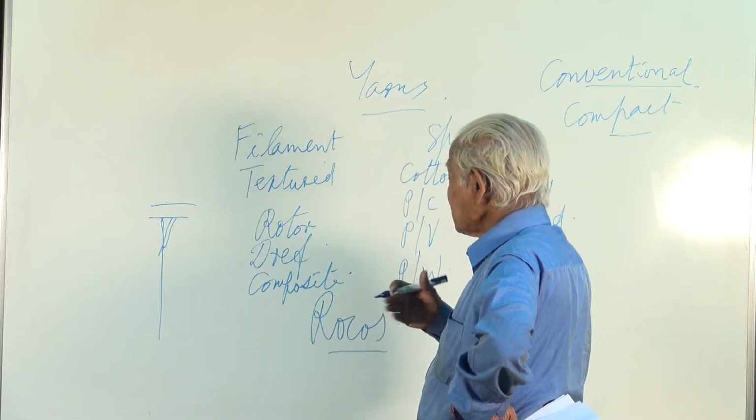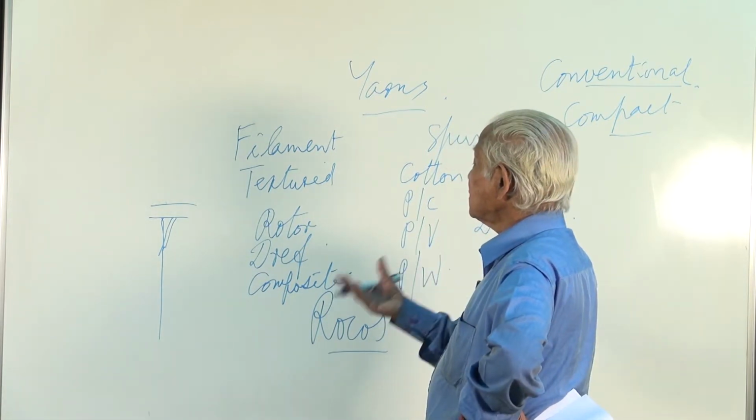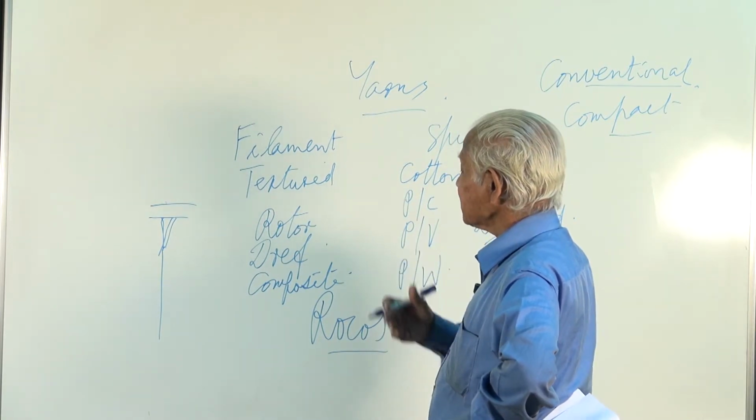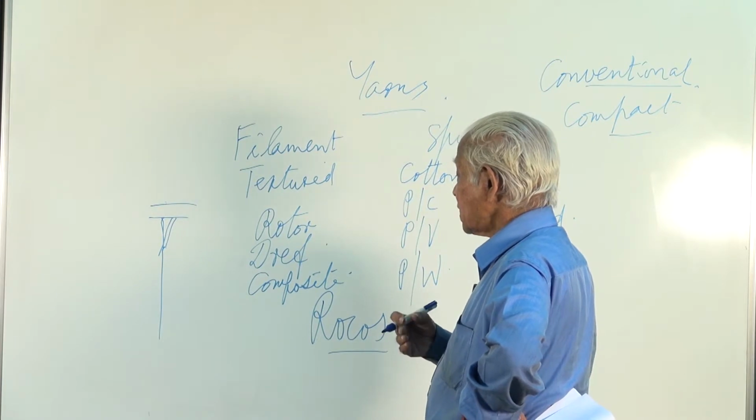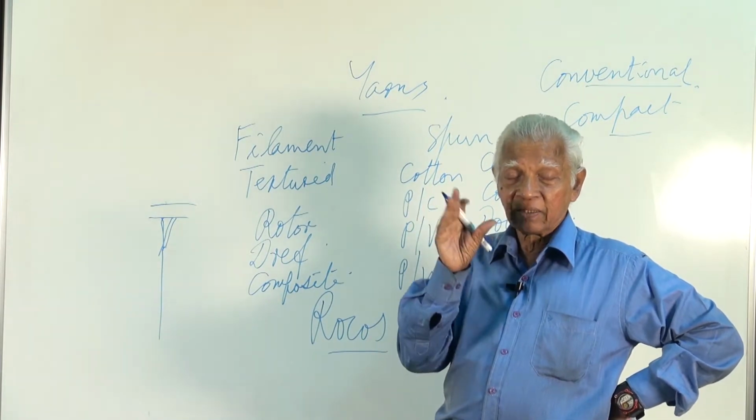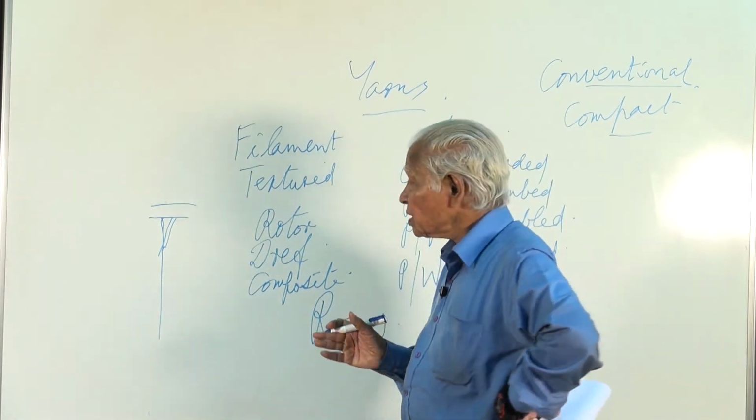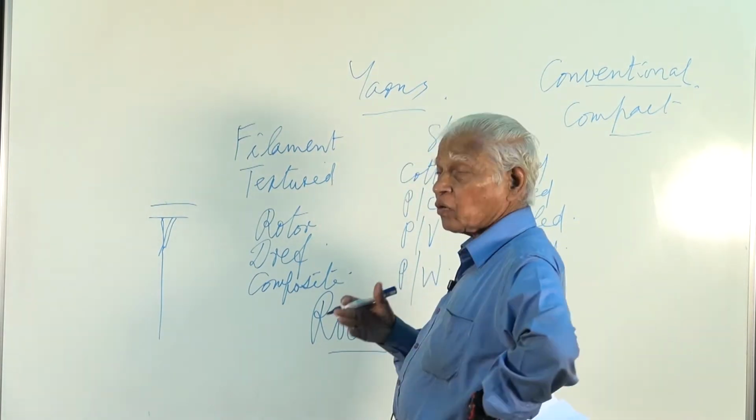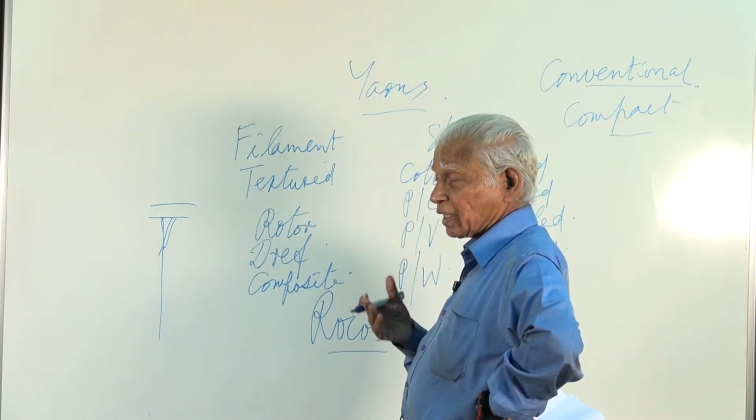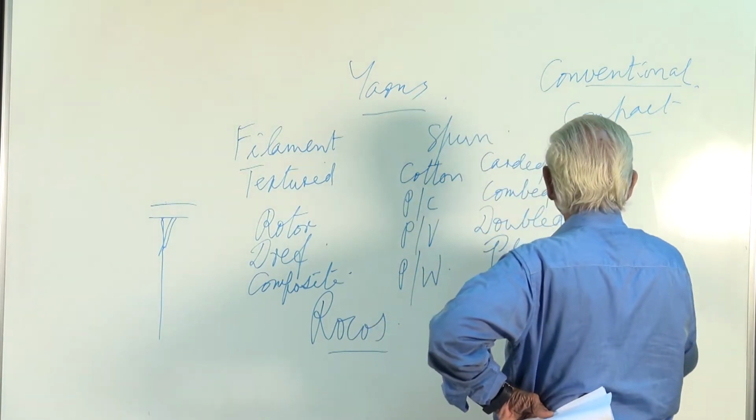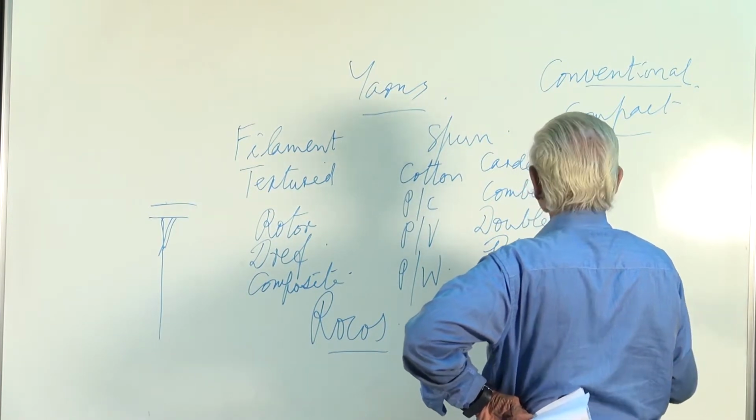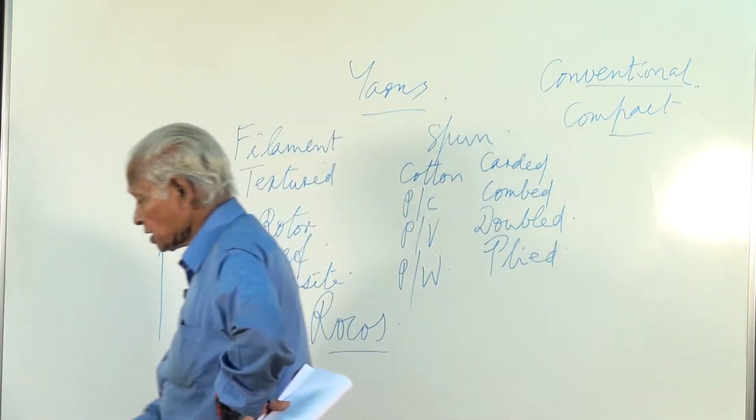And the merits of the compact yarn were claimed as less hairiness, more strength, less number of imperfections, and as a result of that, the fabric that is produced will be very clean and it will have a good appearance. All these claims were found to be quite true, and many materials were processed on this compact spinning. For example, 100% cotton, then polyester cotton, polyester viscose, and it was found that there was a considerable improvement in the yarn quality.